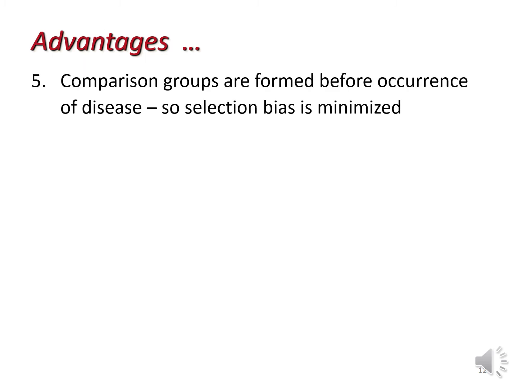Another advantage is selection bias is minimized in cohort design, which is more in case control study. We have already discussed about it. Why selection bias is minimized in cohort? Because comparison groups are formed before occurrence of disease. So, minimum chances of selection bias.